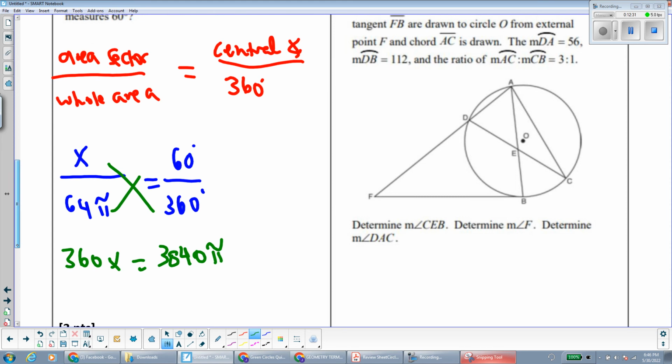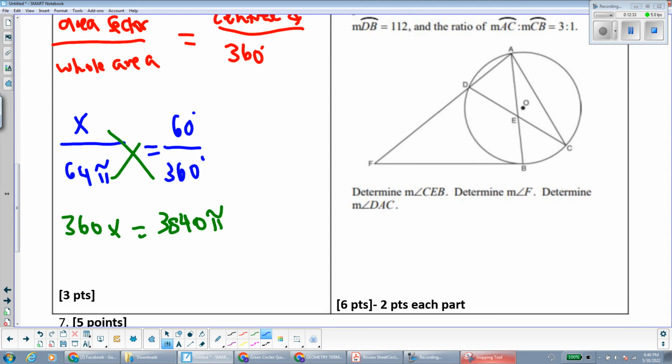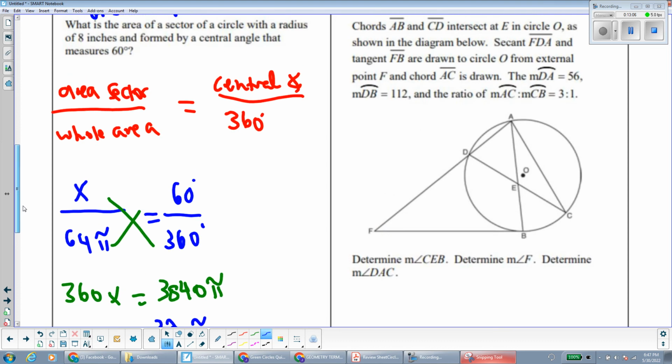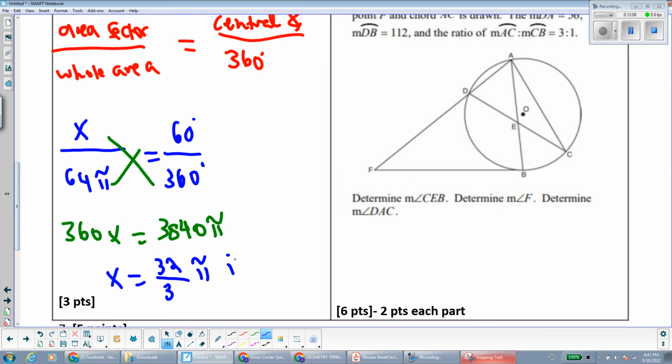So to get the x by itself, I'm just going to divide both sides by 360. So in my calculator, I'm going to do 3840 divided by 360. And I get 10.666666667. I'm going to convert it to a fraction because I'm not sure if it keeps going on beyond that or if that's actually where it ends in the calculator. So converting it to a fraction by hitting math, enter, enter on my calculator, I have 32 over 3 pi for the area of the sector. And our units are inches, so I'm going to write inches squared.